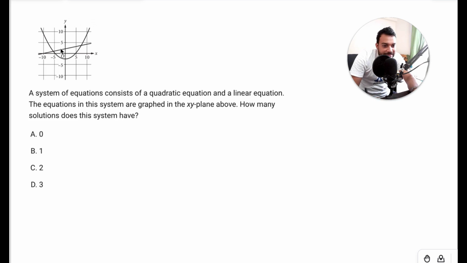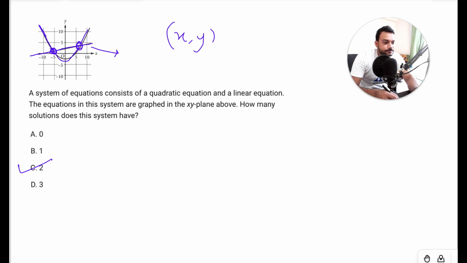So for example, in this question, as you can see, this quadratic function, its graph is here, and this linear function is intersecting the quadratic function in 2 points, 1 and 2. So at both these points, the x and y values on the individual equations coincide. So whatever xy ordered pair exists on the linear equation, the same ordered pair also exists on the quadratic equation. So that's like a solution to the system. So two solutions, option C.